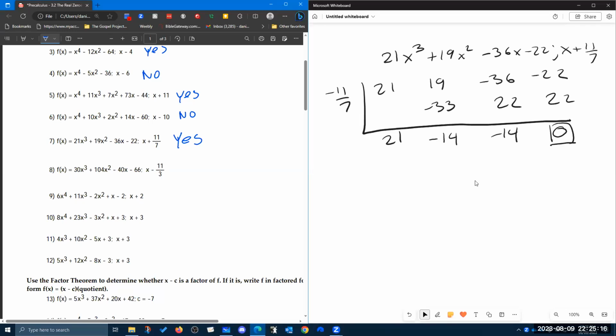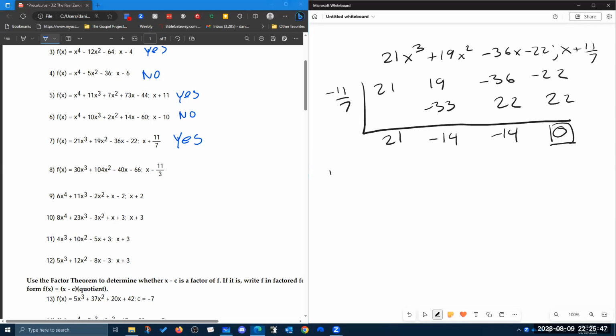Watch out with these when you are trying to get the other factor. This is fine because we were given it as x plus 11 over 7. But when you get something with a coefficient that's not 1 and you solve for the 0, you're going to have to make an adjustment in the quotient to adjust for that.